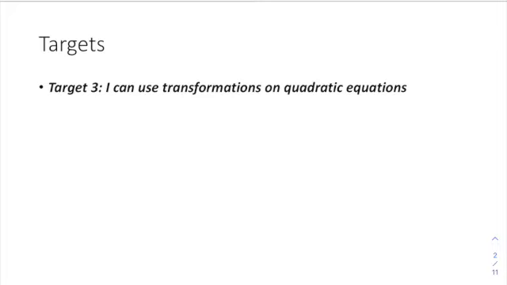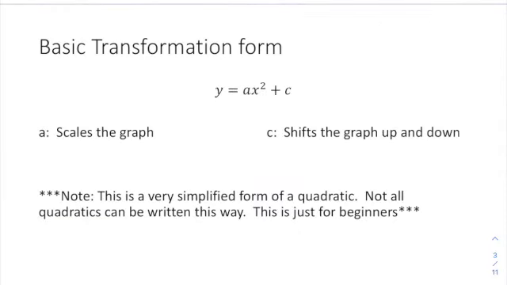Welcome to Unit 9, Lesson 2, where we'll be talking about using transformations to graph quadratics. So far we've been using standard form, but in this lesson we're going to use a very basic version of transformation form. This transformation form is really standard form without the b term. We're going to learn how A scales the graph and how C shifts the graph up and down.